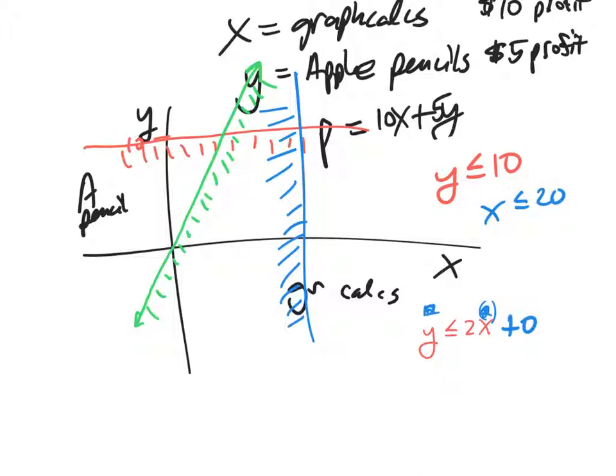Which one is the other one? Y is greater than or equal to 0. Y greater than or equal to 0 is correct. I'm putting that in my list of equations. Y greater than or equal to 0, I'm going to do with the yellow line, shading above it. Now I've got my feasible region.